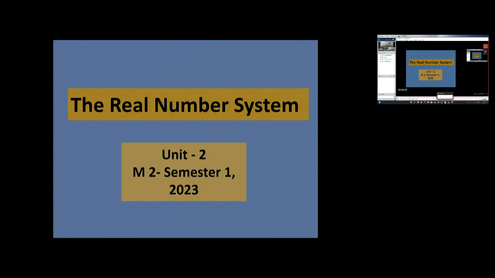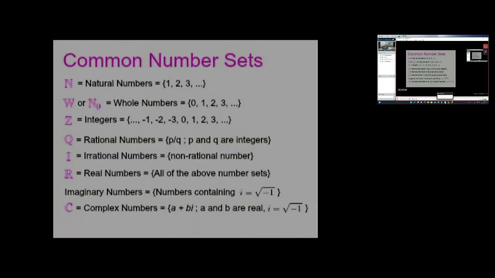Okay, and you can see the unit 2, the chapter 2 we have is the real number system. So what is a real number system? All the numbers you study are real numbers, and there are categories of the real number system. All of the above are real numbers. Rational and irrationals are real numbers. Let's see the classification of numbers.